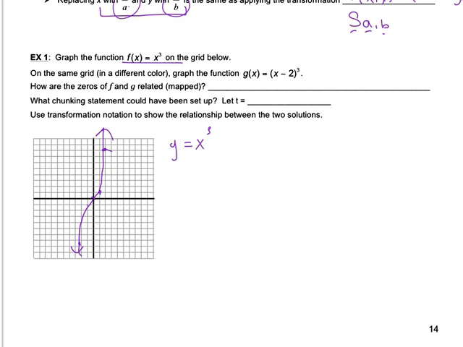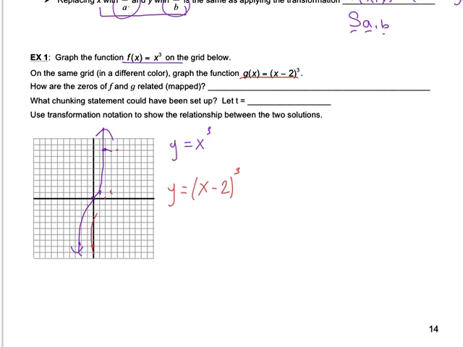Then it says, on the same grid, graph g of x. So we're going to graph a new one. I'm just going to write y equals x minus 2 cubed. Well, if we already know that the parent function, which is this function, looks like this, then we know that this function should be the exact same, except all of the values should be shifted right 2. Since it says x minus 2, we will do the opposite of that and shift all of our values over to the right 2. So I'm just going to each individual point and shifting them over 2.